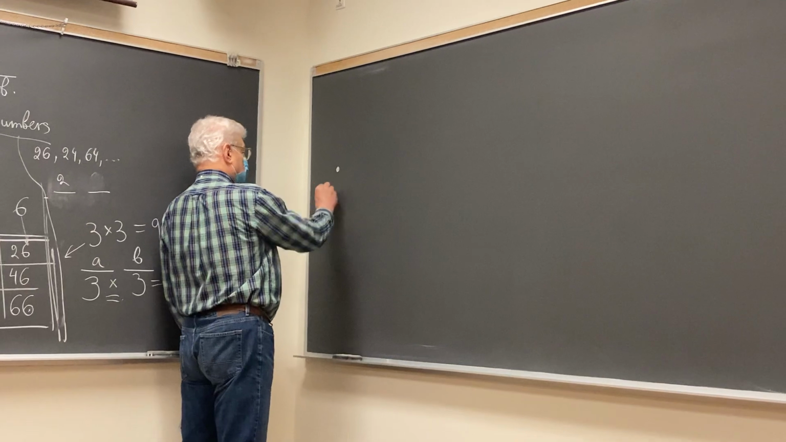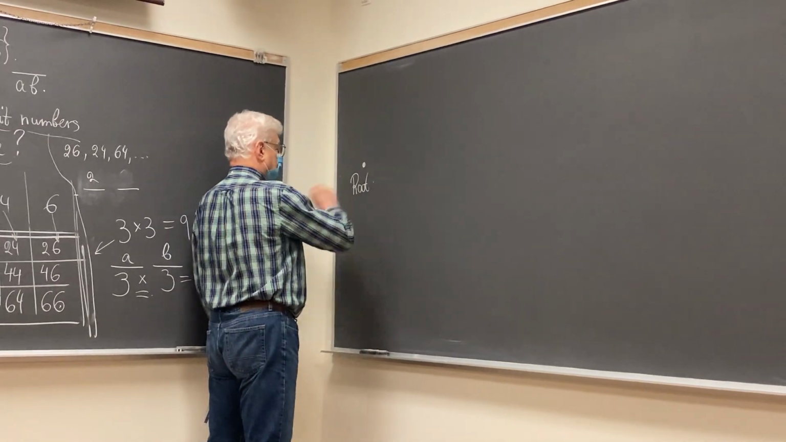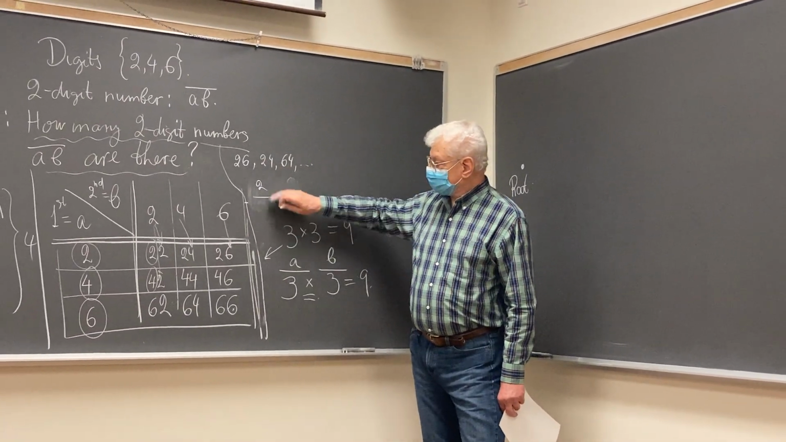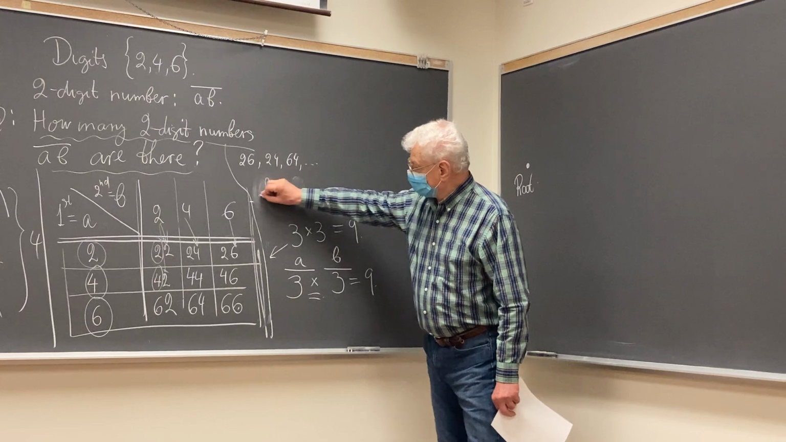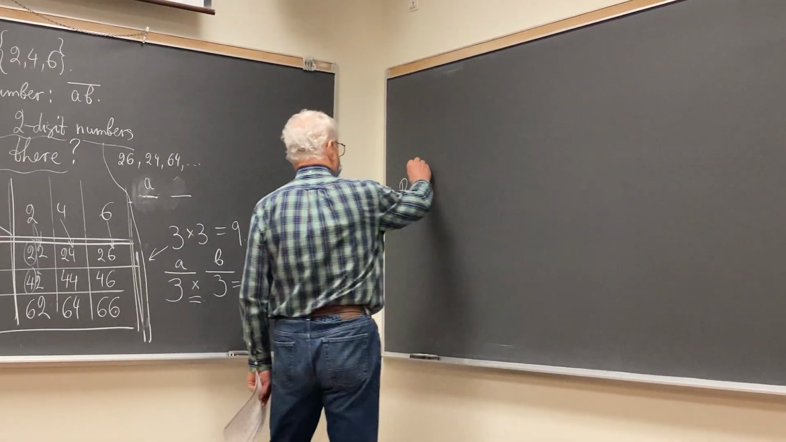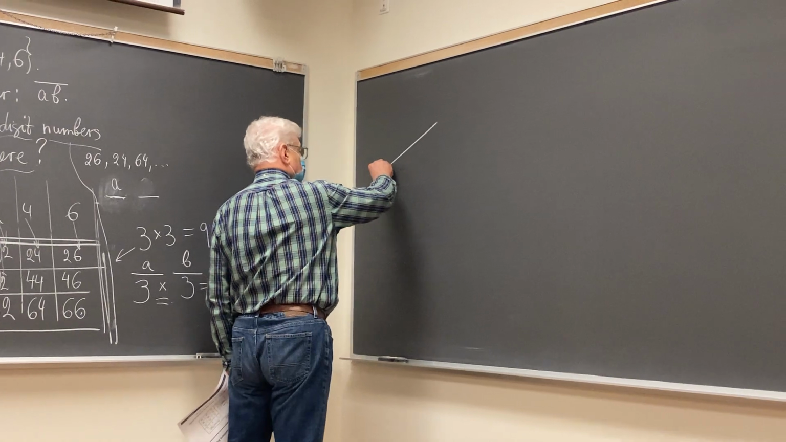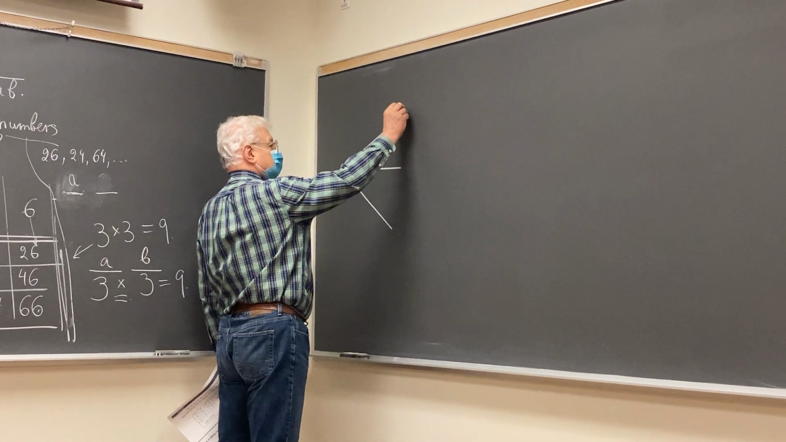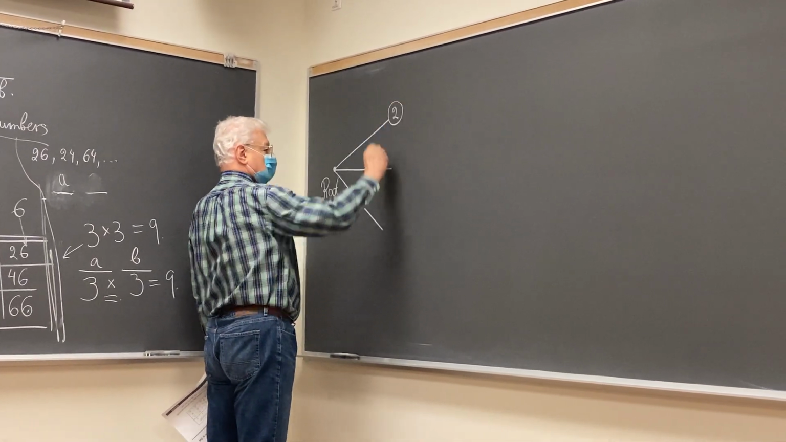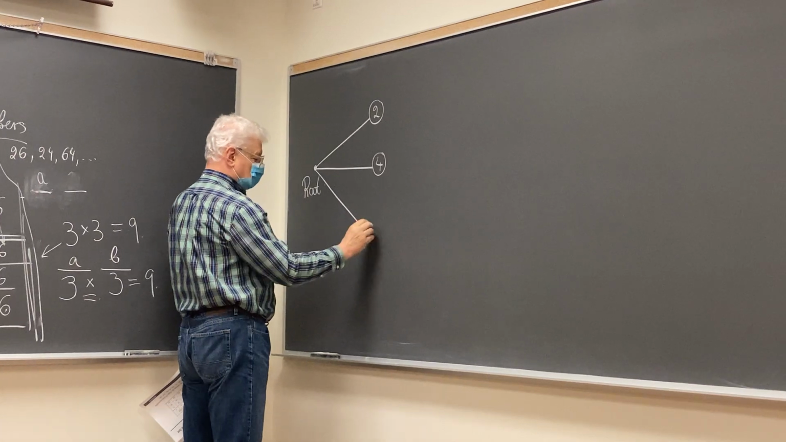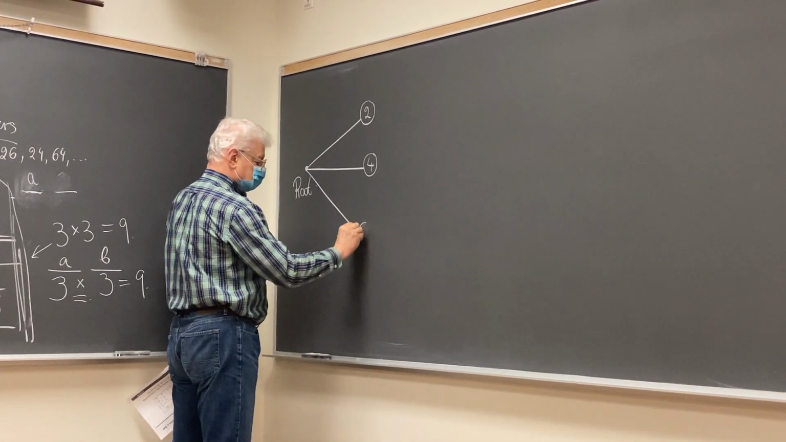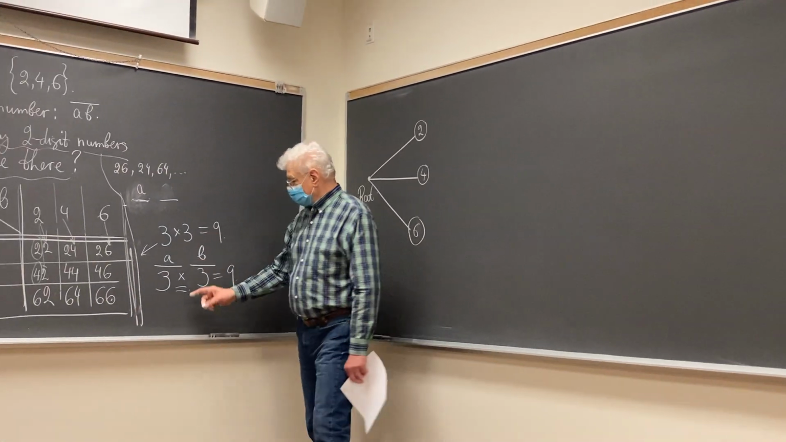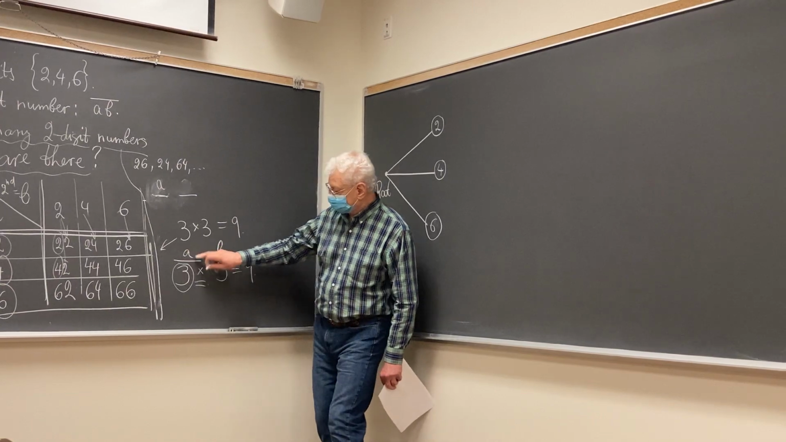So let's start solving this problem a little bit differently. We start with a point and call this point root. After that, we ask ourselves: what is the first digit A? We have three possibilities. Write the first possibility, either 2, or 4, or 6. So we have three possibilities, and that's what we marked here, three possibilities for letter A.